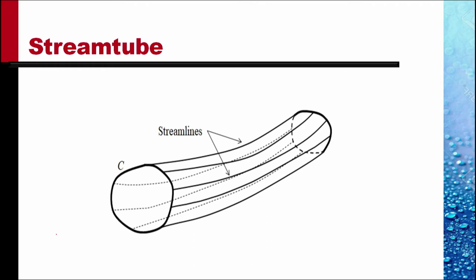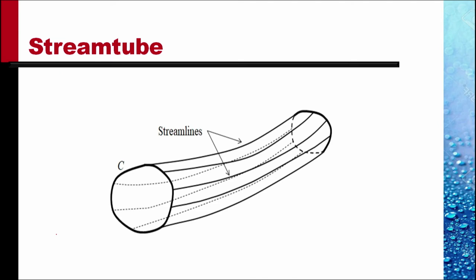Another associated concept is a stream tube. If we take a small circuit C within the flow field, then there is a streamline passing through every point of the circuit. And these streamlines would form a surface enclosing a small thin volume with a cross section equal to the circuit C at that location. This surface, which consists of streamlines, is called a stream surface. And the volume enclosed by this closed surface is called the stream tube.